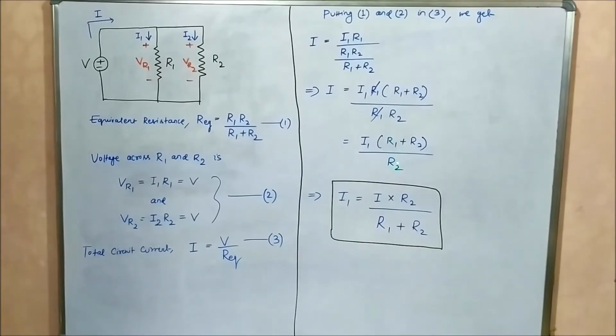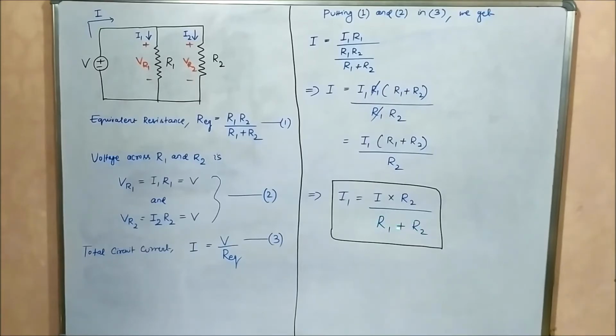Now if we take this whole expression R1 plus R2 by R2 towards the LHS, we can calculate the value of the current I1. That is, I1 is equal to I into R2 by R1 plus R2. So the current flowing through the resistor R1, that is I1, is equal to the total circuit current multiplied with the other resistance, divided by the sum of the two parallel connected resistors, R1 plus R2. So here we substituted V with I1 R1.